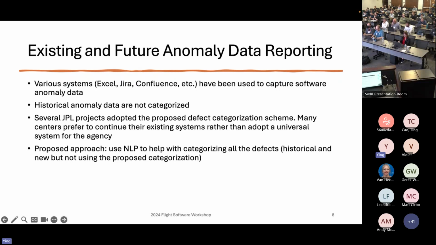We introduced this idea, but many centers and projects prefer to continue with their existing system rather than adopt a new system. We understand their concerns and hesitations. And anyway, it will take a few years to collect the data from the new system. On the other hand, we already have tons of categorized historical data that needs to be studied anyway. So another, more effective way is maybe to utilize NLP and large language models to see if those new algorithms could help us categorize that data automatically.